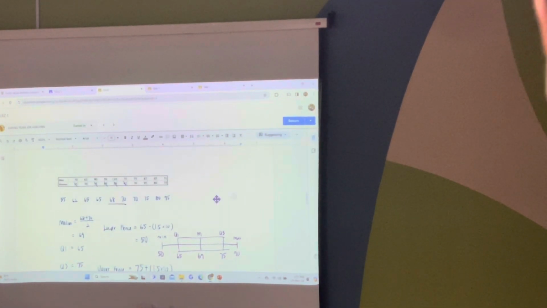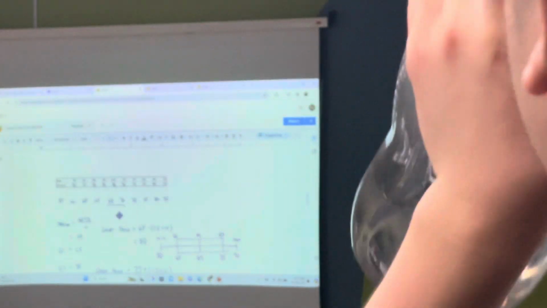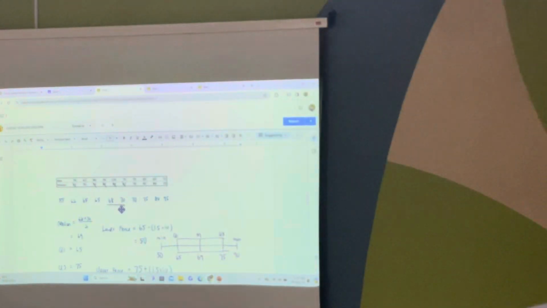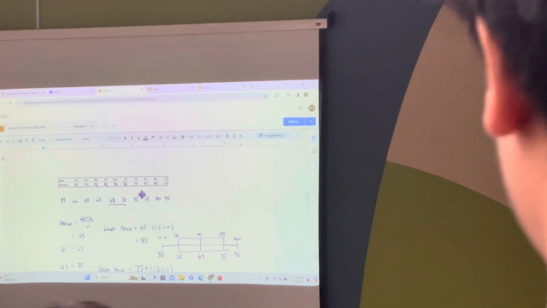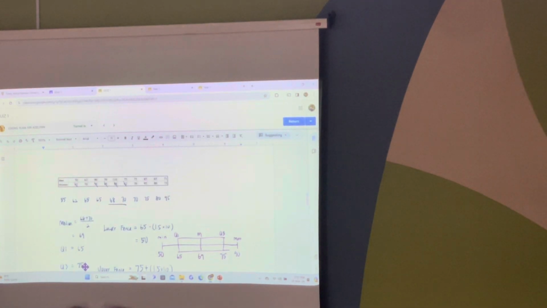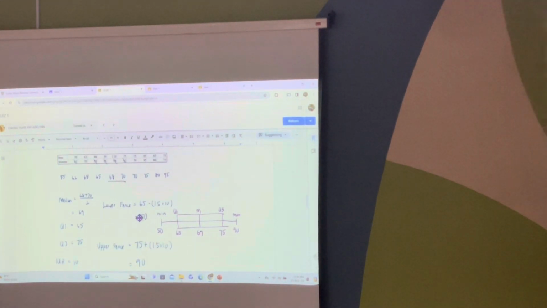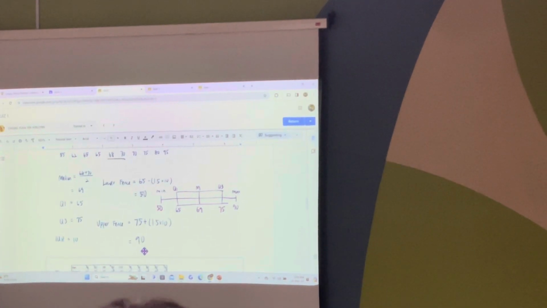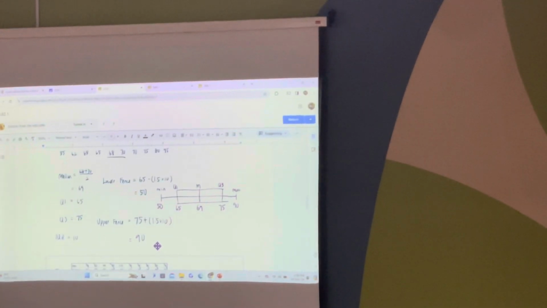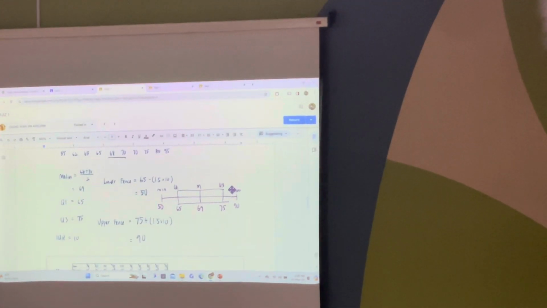So correct. Okay, and then for Q3, the range is between 70 to 95. So this one is the middle point, 75. And then you can calculate the lower fence. So this is the formula. So you get 50, and then for the upper fence you get 90. So I assume that your calculation is correct, Adeline?